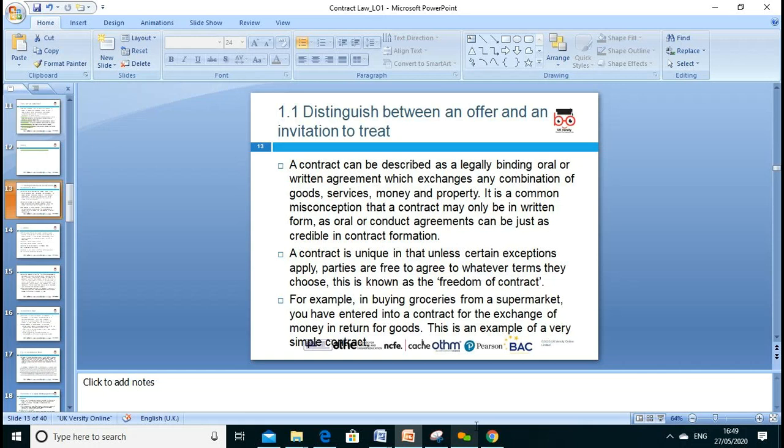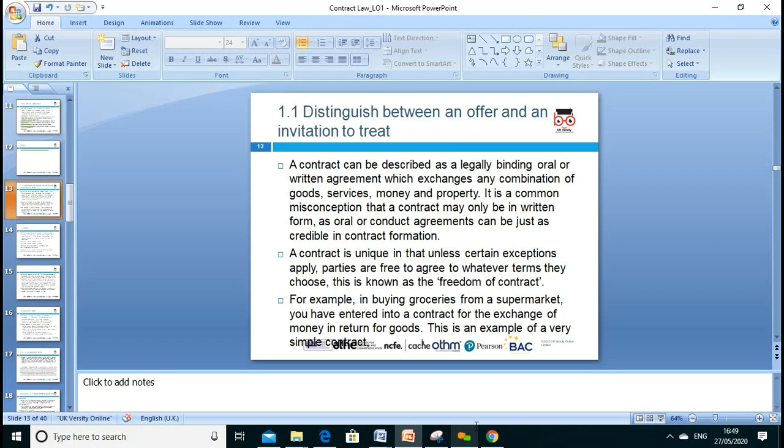Yes. 1.1. A contract can be described as a legally binding agreement, oral or written, which exchanges any combination of goods or services, money and property. It is a common misconception that a contract may only be written. No, it can be an oral contract, and it is equally acceptable as a written one.